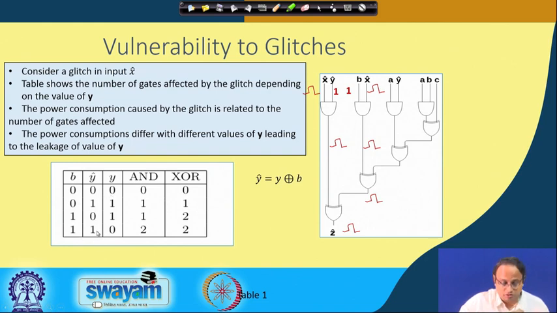Now if you observe what happens in this circuit when we consider that there is a glitch in the input x hat. So x hat is the masked data corresponding to x. It is very simple to observe this if I consider this glitch here, and suppose I fix the input here. So let us consider the last row in this table. The last row tells me that y hat is held at 1, and that b is also held at 1. So you see that I have held y hat as 1 and b as 1, and I am considering the glitch x hat.